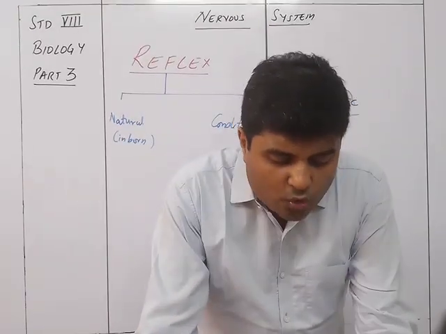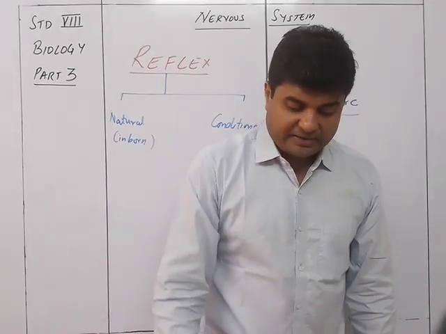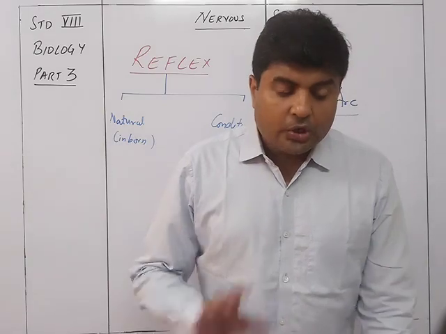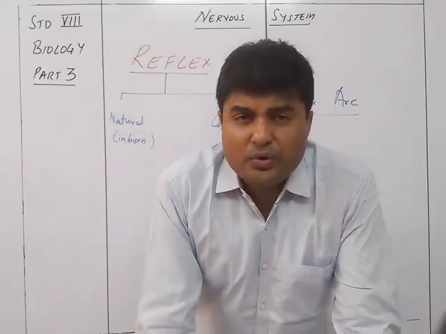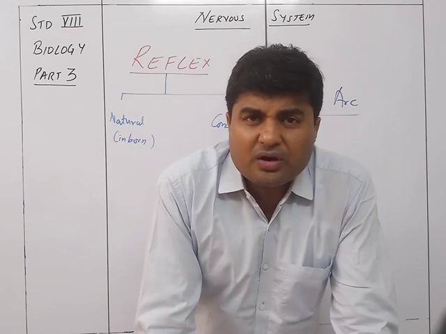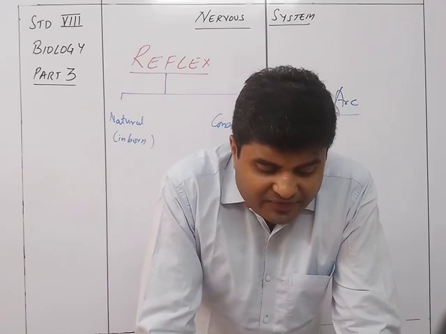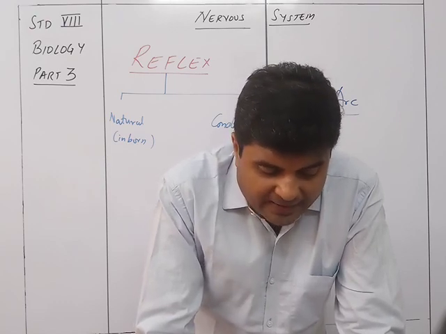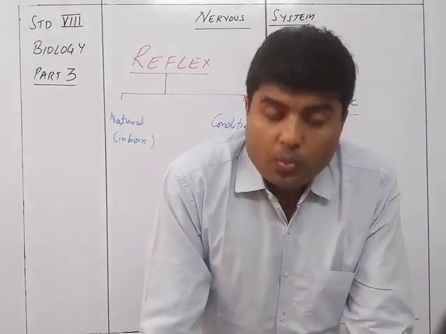So reflexes are of two kinds: natural inborn reflex and conditioned acquired reflex. Natural or inborn reflex is one in which no previous experience or learning is required. You don't require any previous experience or learning for a natural response. These reflexes are inborn, inherited from the parents. For example, blinking and watering of the eyes, coughing, sneezing, vomiting.